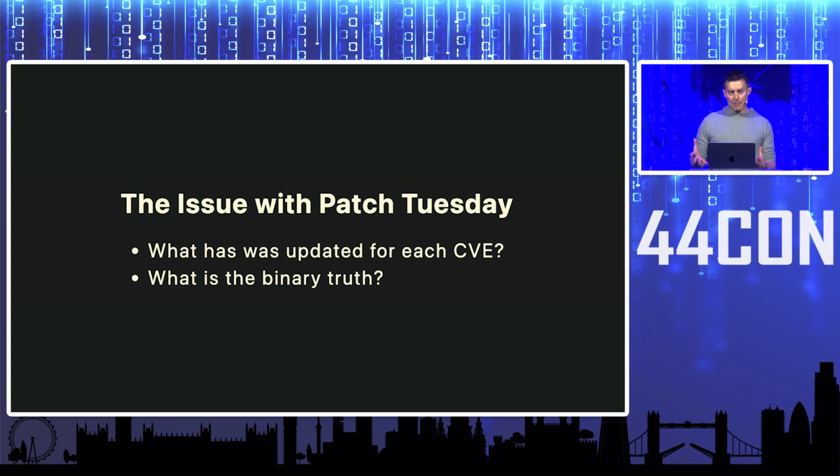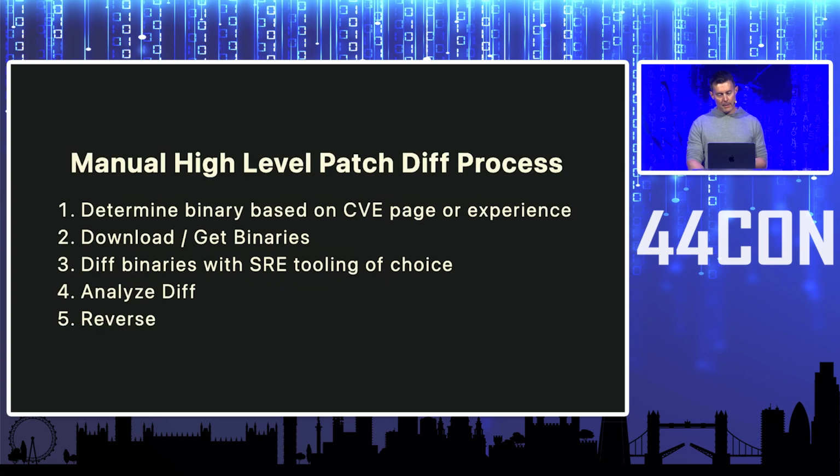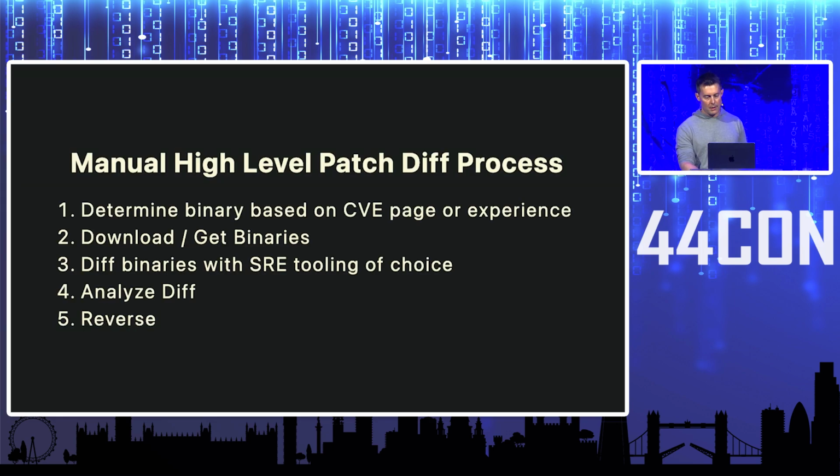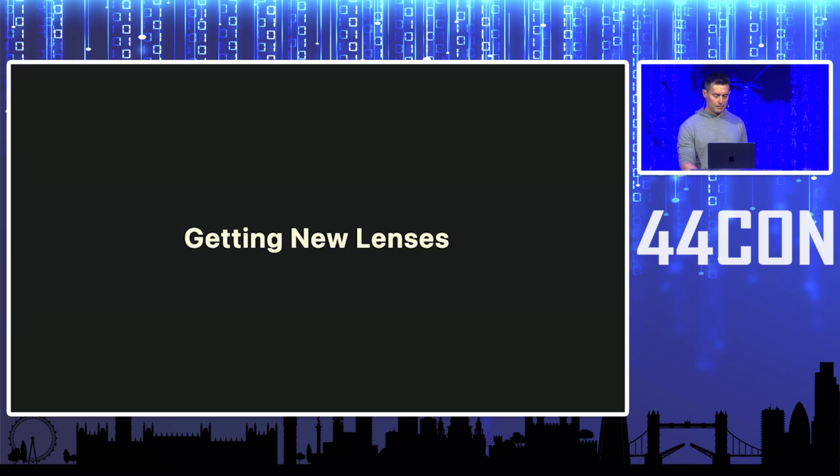Okay, and the issue I'm posing again is, what was updated for each CVE, and what is the binary truth behind each one? The manual high-level diff process, if you wanted to do this without automation, you would find your CVE, you would identify the binaries maybe through experience, or maybe it's actually labeled like that one example I showed you. You download your binaries, you would do your diff, and start your analysis. That's kind of the manual way to do it, but let's see if we can automate those steps, 1 through 4, by just doing some, I call it pretend data science, but we'll get there.